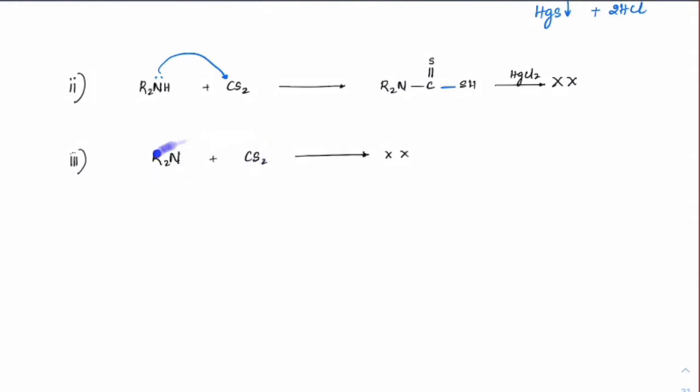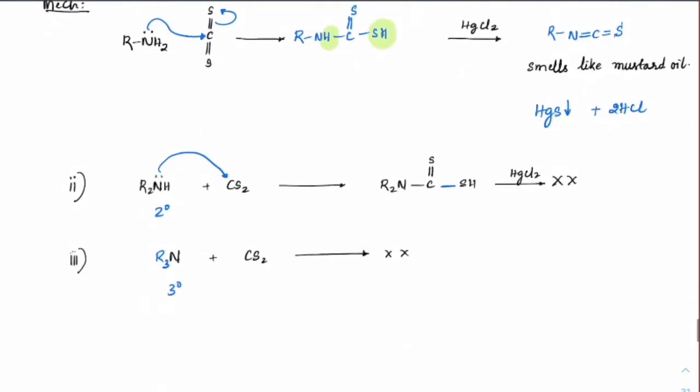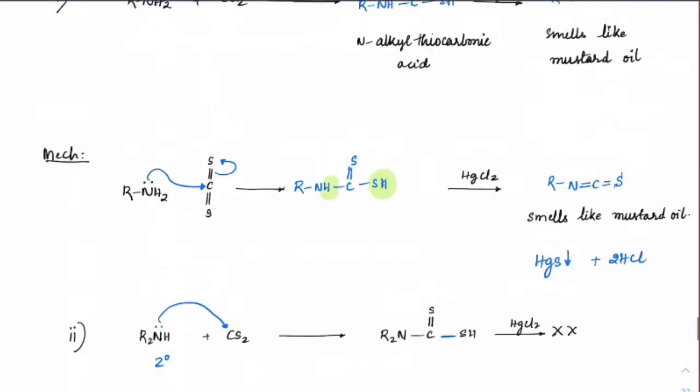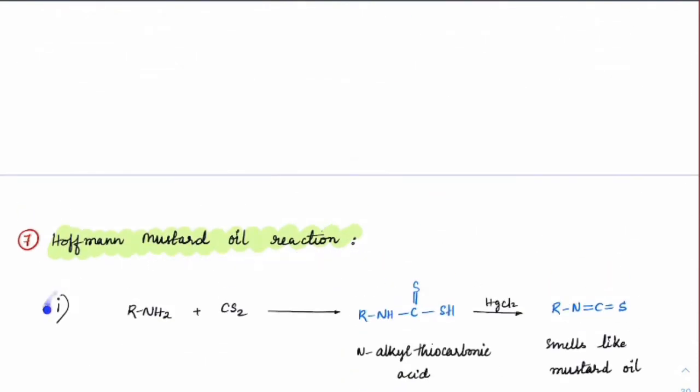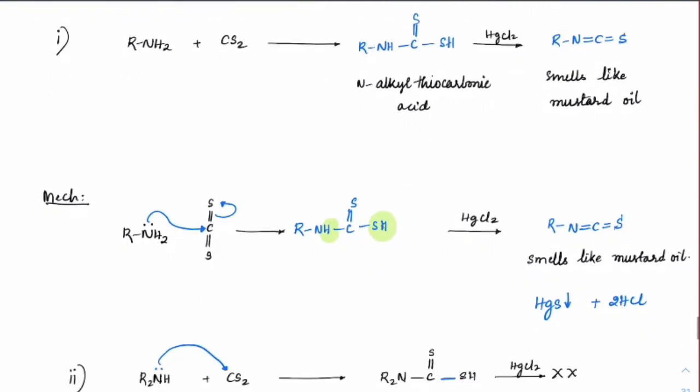Next, in case of tertiary amines, no reaction will take place. R3N, so 3 degree, 2 degree. No reaction will happen here. So we can't distinguish between 2 and 3, right? That's why Hoffman mustard oil is only used for primary amines, only to detect 1 degree amine, just like the carbylamine test. Just like the carbylamine test, this is also used for determining 1 degree amines. I hope all of you understood that.